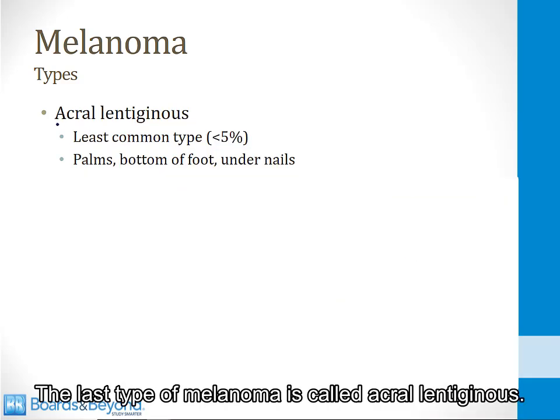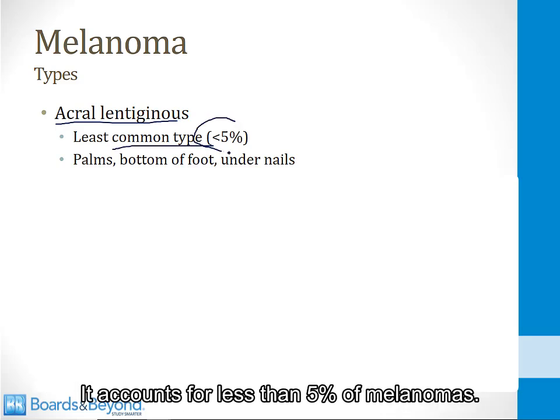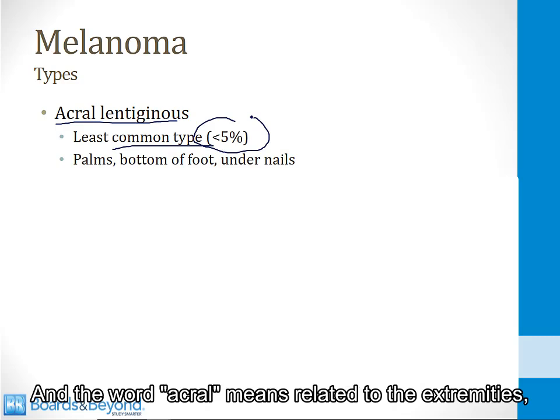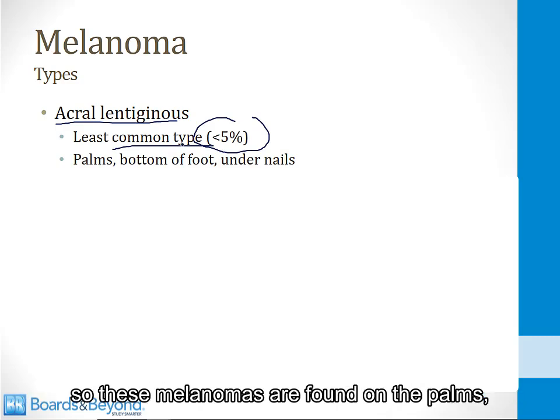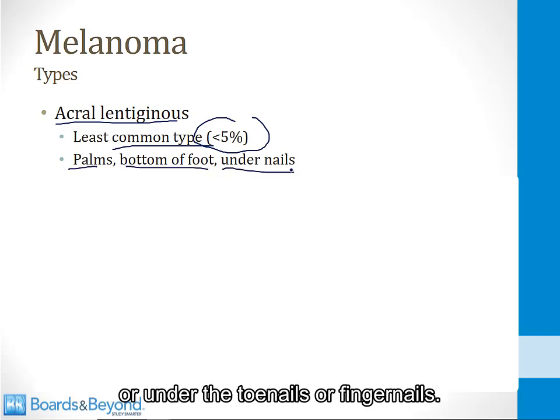The last type of melanoma is called acral lentiginous. This is the least common type of melanoma. It accounts for less than 5% of melanomas. The word acral means related to the extremities, so these melanomas are found on the palms, on the bottom of the feet, or under the toenails or fingernails.